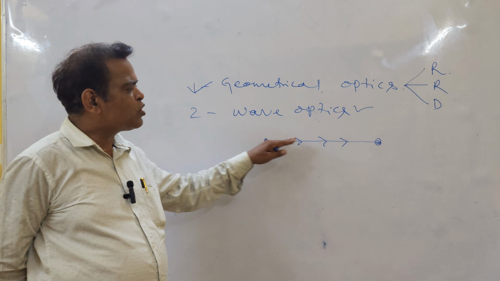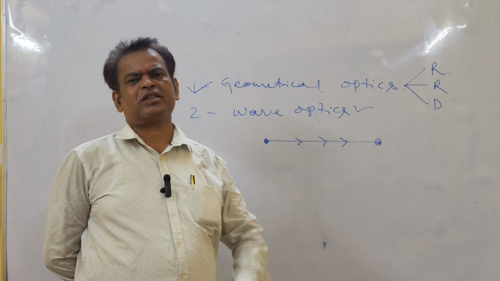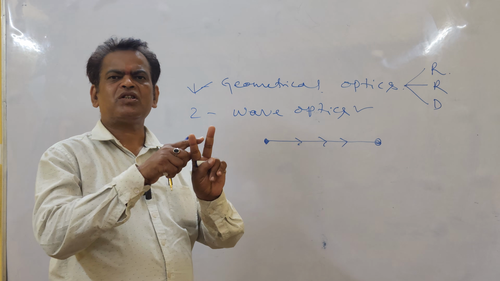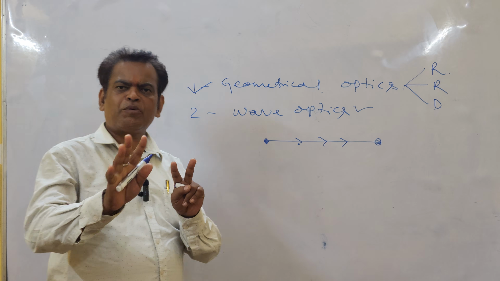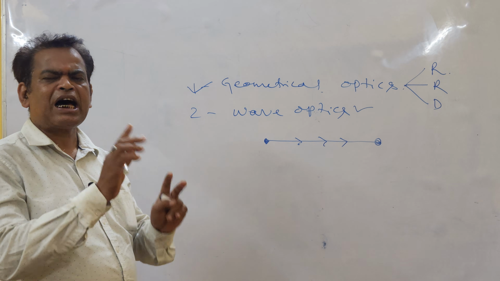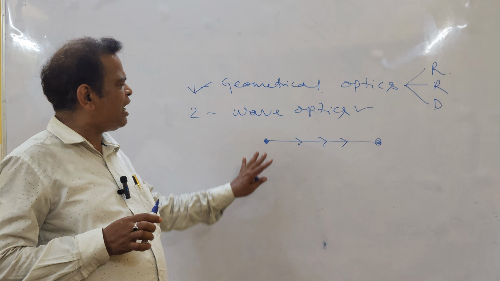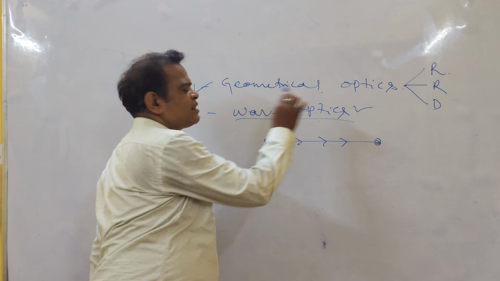So the motion of light is a wave motion, and it is a transverse wave motion. Wave motion is of two types: one is transverse, another is longitudinal. The motion of light is called transverse wave motion, and the motion of sound is longitudinal wave motion. Anyhow, the discussion will take place in the chapter on wave optics.